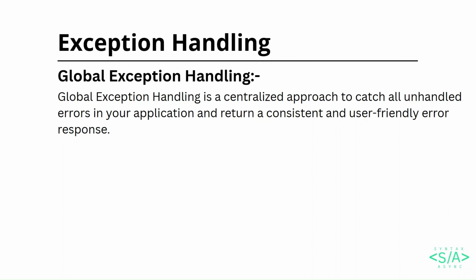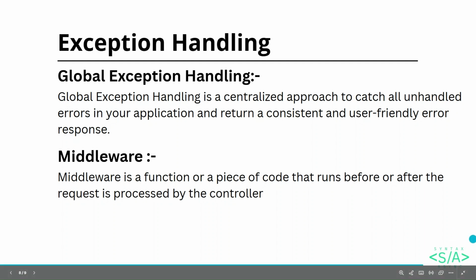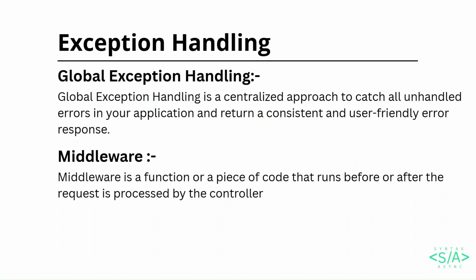Before I go and implement the global exception handling, you need to know about the middleware. I will not explain it in detail for now, but I'll give you some basic idea about the middleware. Middleware is a function or a piece of code that runs before or after the request is processed by the controller. It sits in the request response pipeline and can handle things like logging, authentication, error handling, etc.